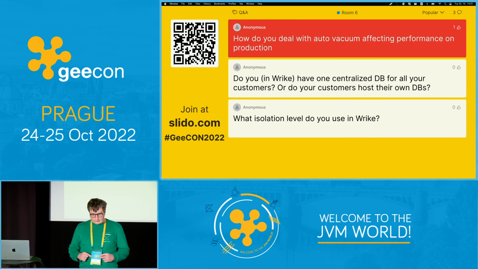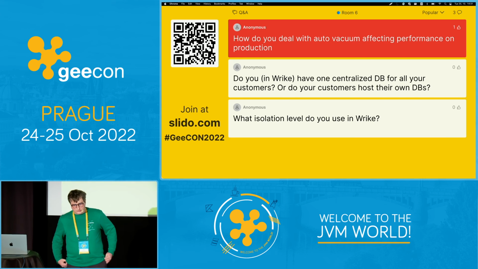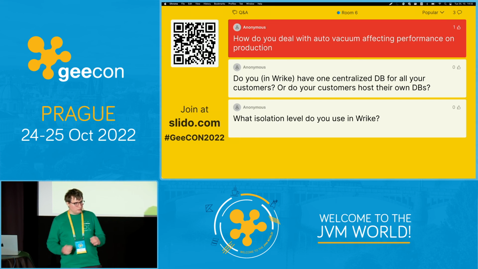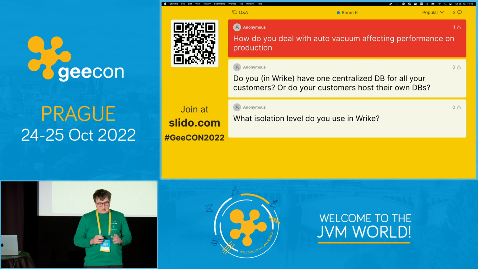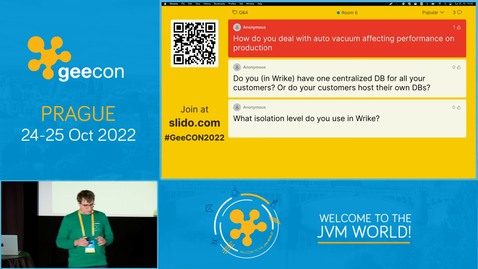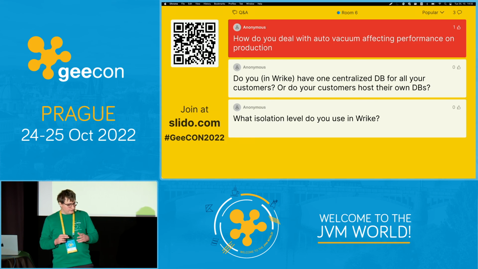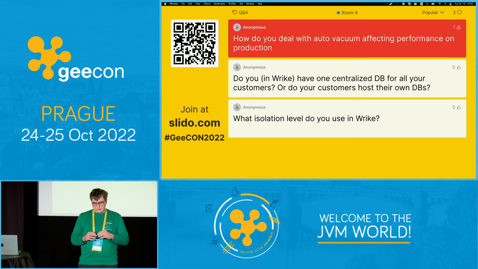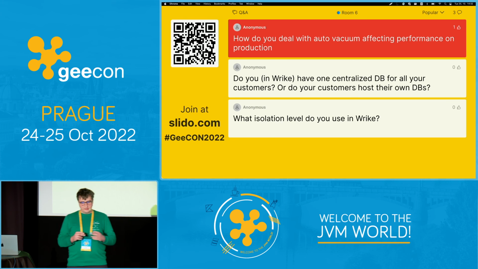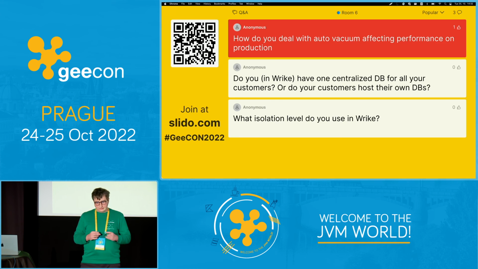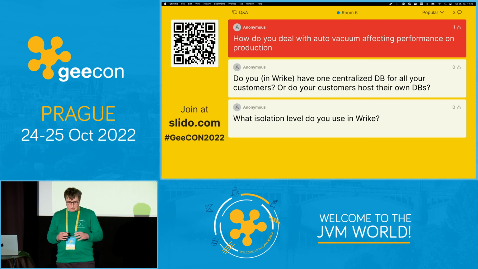How do we deal with autovacuum affecting performance? Yeah, that's a very challenging thing. As I said earlier, we use different things, like we use circuit breaker, we also use replicas. So if we tried to execute a query and the response didn't come within a certain amount of time, we start sending traffic to the replica or just wait.